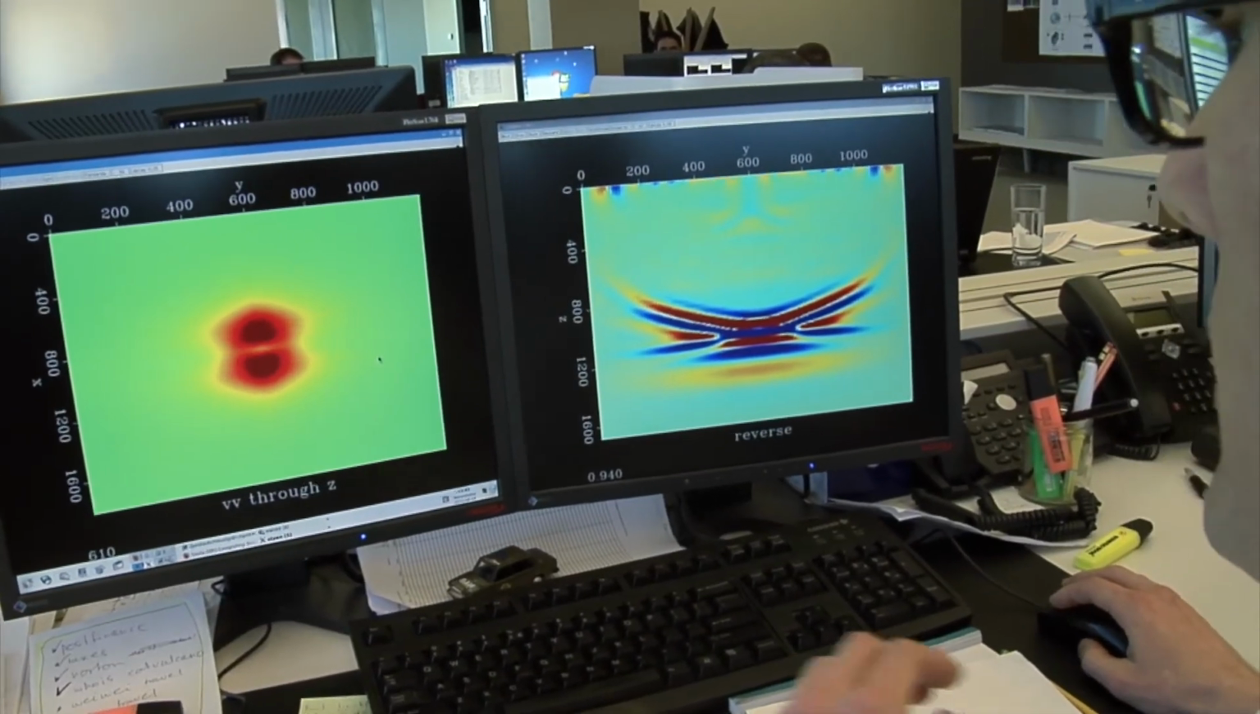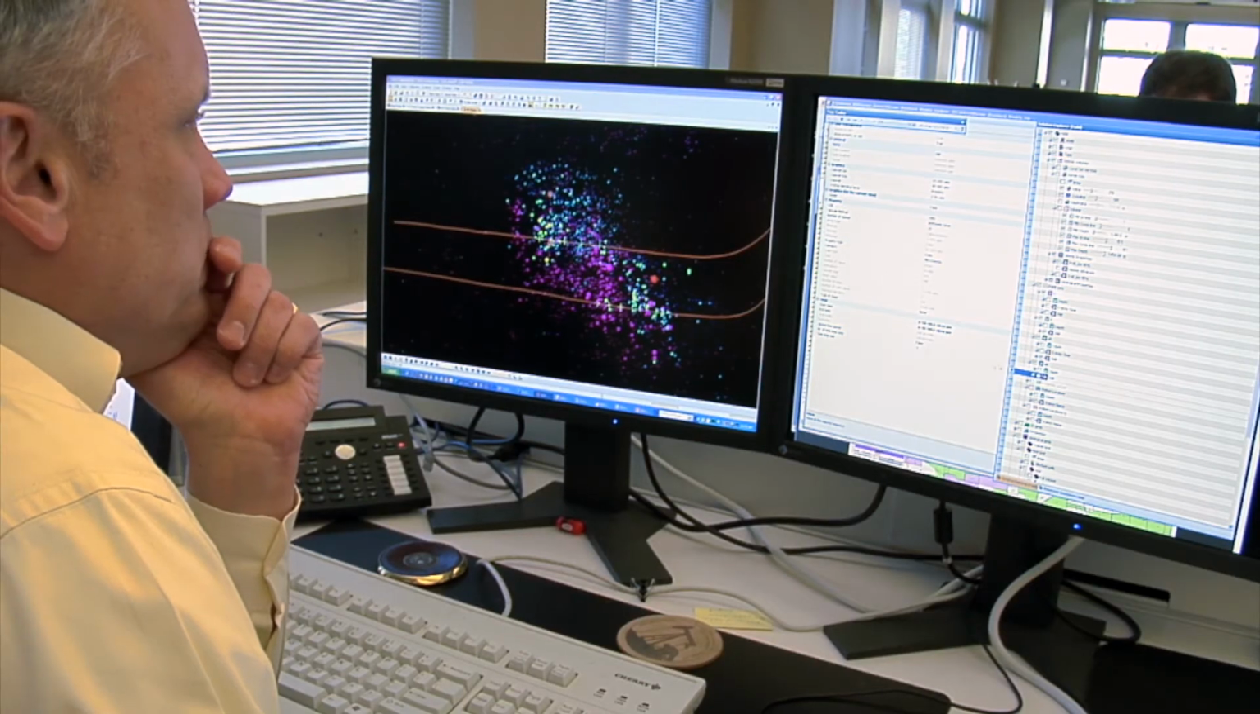So the future of microseismic analysis, I think, is going to be stressing the completeness and the thoroughness of the processing to better mimic the physics that are going on in the field.